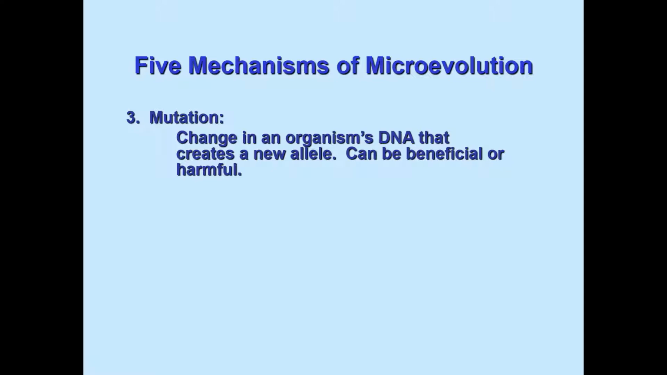Mutation can also cause terrible things like cystic fibrosis, sickle cell anemia, Huntington's disease, Tay-Sachs disease. It can also cause things that are not quite as difficult for an organism to survive, like color blindness. That's considered to be a mutation.